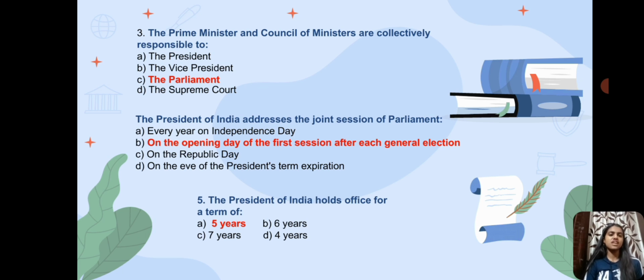after each general election. The President of India holds office for a term of A. 5 years, B. 6 years, C. 7 years, D. 4 years. The right answer is 5 years. Yes, the President of India has a term of office of 5 years.